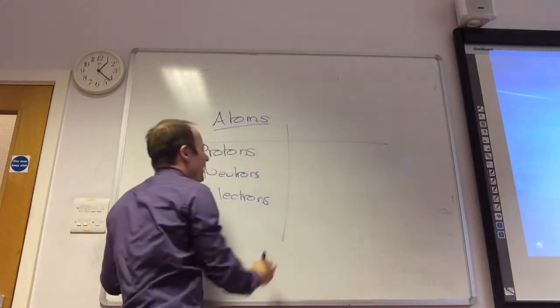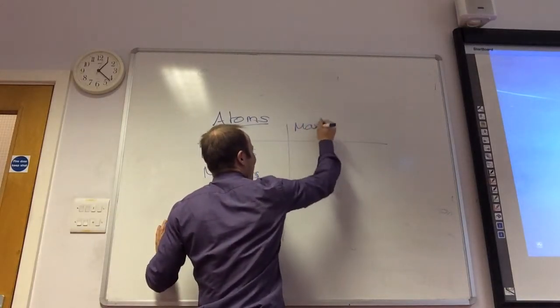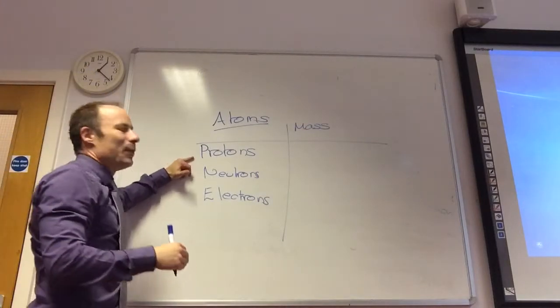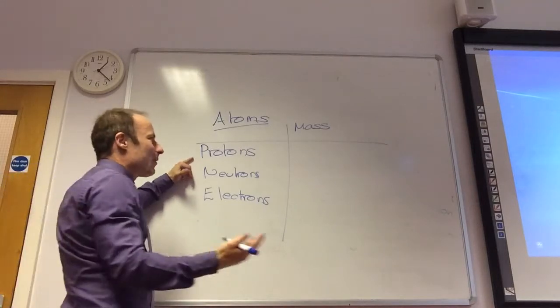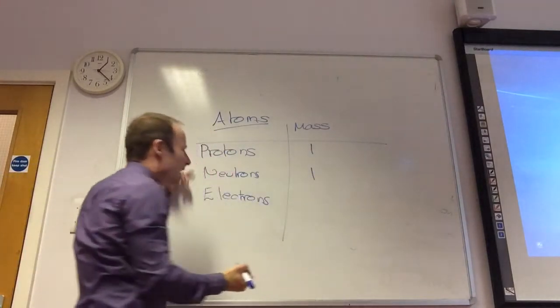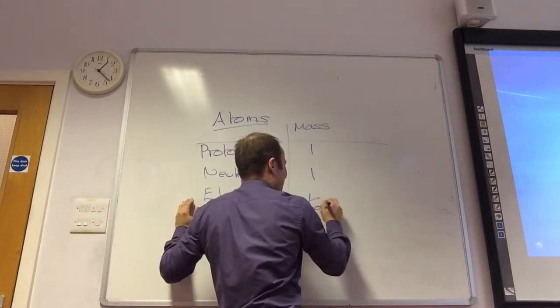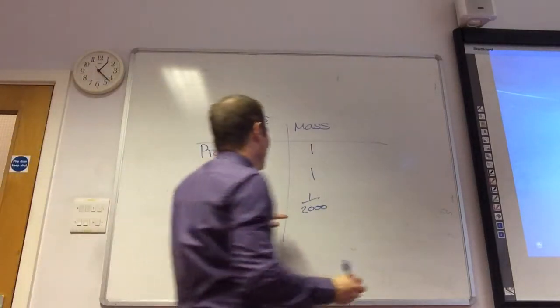And we can have the mass of each one. I use atomic mass units to make it easy. If we use things like kilograms or grams, it would be tiny. So the mass of a proton is 1, neutron is 1, an electron? 1 over 2,000, yeah, very small. Basically, it doesn't really matter.